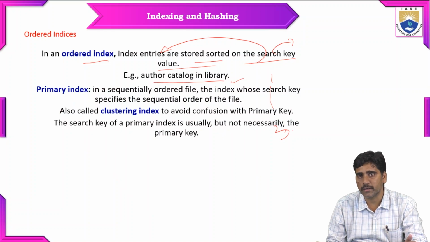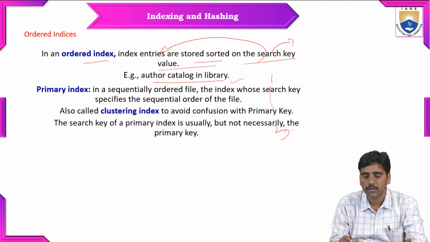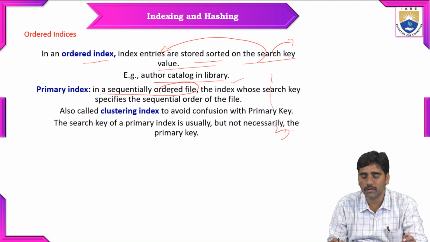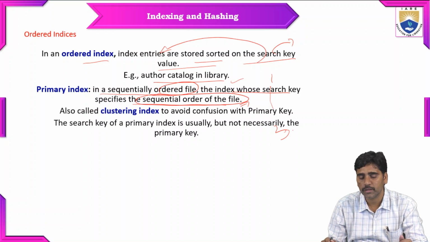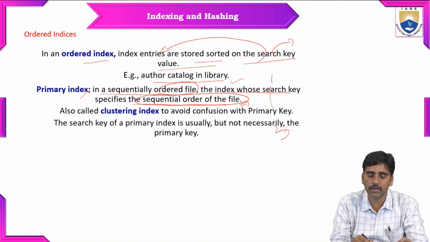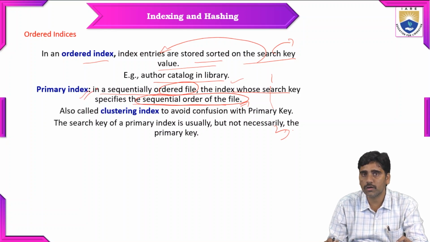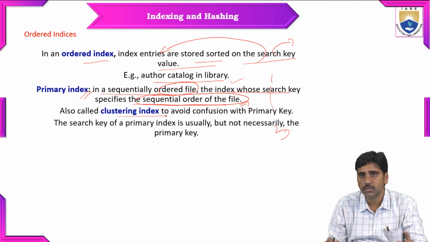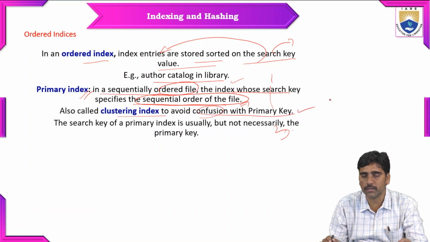The next one is the primary index. So what is a primary index? In a sequentially ordered file, it is the index whose search key specifies the sequential order of the file. The search key which specifies the order of the file, that is nothing but a primary index. It is also called a clustering index, to avoid confusion with primary keys.